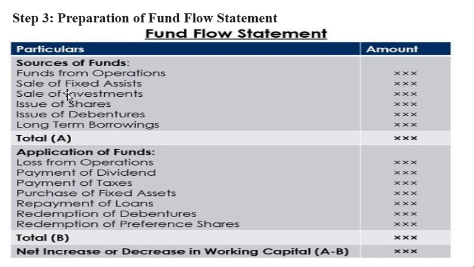Funds from operation, sale of fixed assets, sale of investment, issue of shares, long-term debentures, and so on. This is in the form of a statement. You can show it in the form of accounts also. In some of the problems they ask for the account form, so you have to show that in the form of accounts. Issue of shares, sale of investment, issue of debentures, all the inflow of cash will be shown here. And application means the outflow of cash. What is outflow? Loss, payment, purchase, redemption. All these are called outflow of cash. So these outflow and inflow should be written.